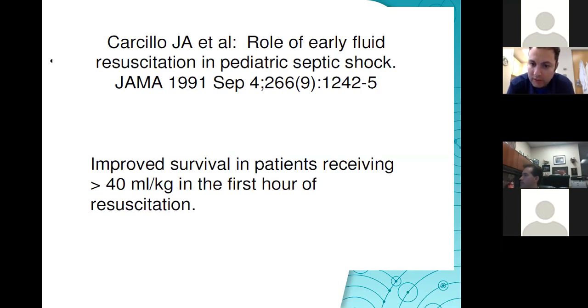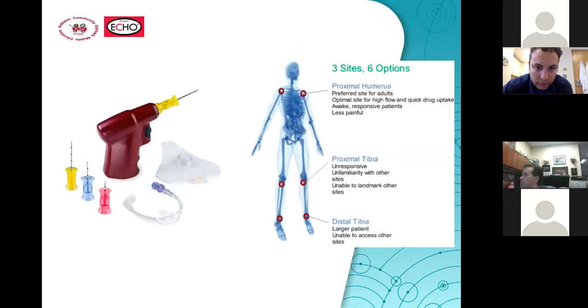This study was actually repeated. It was hard to randomize kids to not getting fluid versus getting fluid, but it was repeated in a way that showed kids who had aggressive therapy in the community emergency department in the first hour survived better. So it was repeated in a way that gives us enough room to have some recommendation about early aggressive fluid therapy in pediatrics.